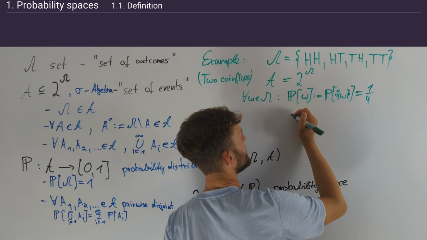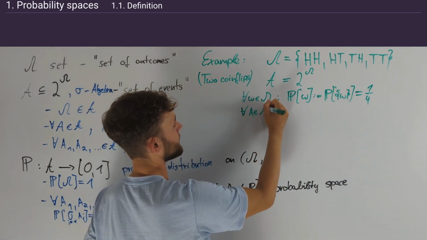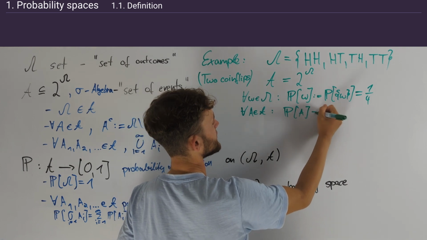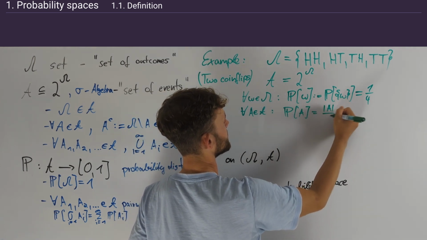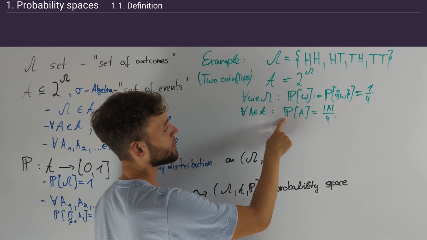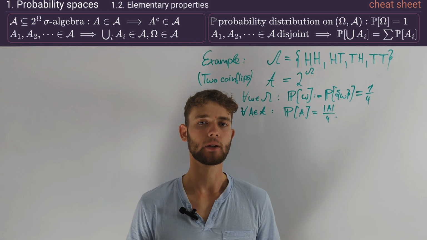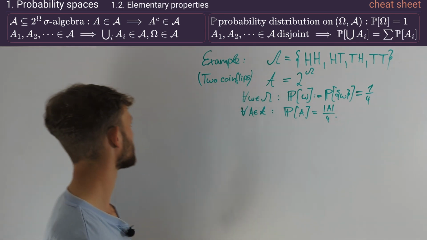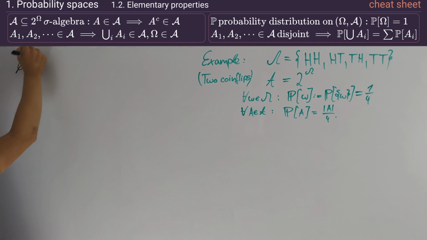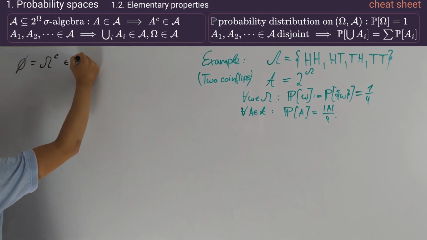This already defines P uniquely, namely we get that for all events A, P of A equals the size of A divided by 4. This probability distribution P is also called the uniform distribution on omega. We will spend the rest of the chapter deriving the important algebraic properties of a probability distribution. First of all, the empty set equals omega complement and is therefore an element of A.